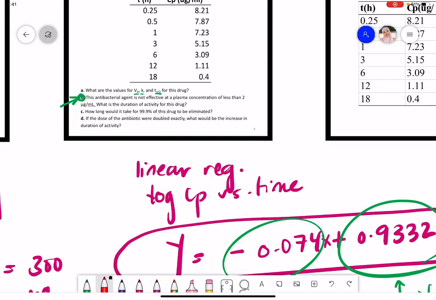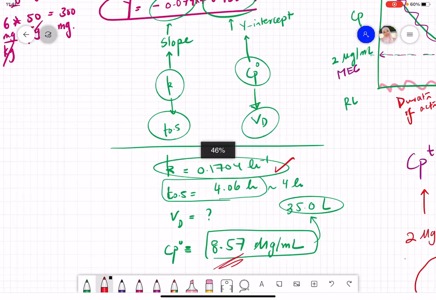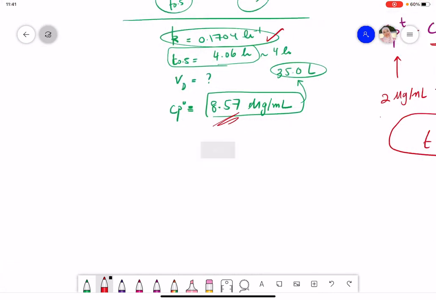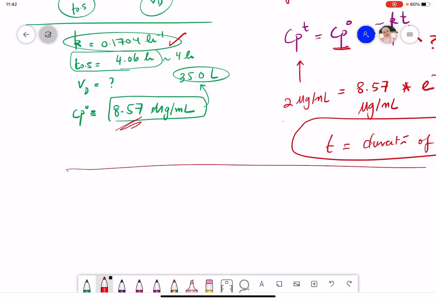How long would it take for 99.9% of the drug to be eliminated? In this question, it's asking you about the time, but not giving you a certain concentration, but a certain percentage of elimination. We talked about the fraction and percentage of elimination when we did the explanation of this chapter.